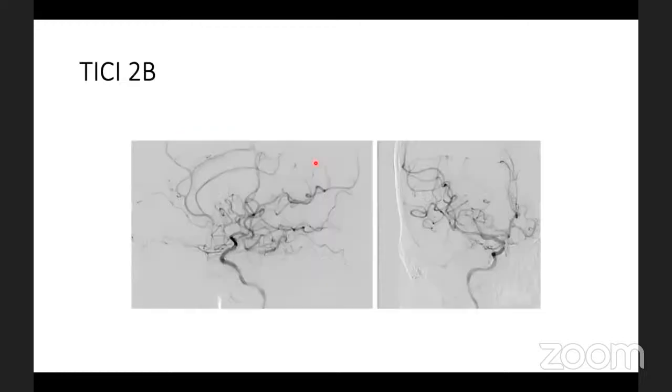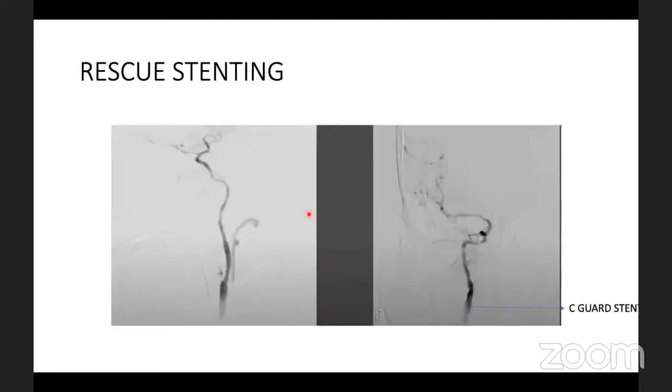So the stent retriever was opened. And after the first pass, we got a TICI 2B recanalization. So we were successful in taking out the clot. However, when the sheath was taken outside, there was a tendency to reocclude. There was a tendency to reocclude again. So a rescue stenting was done with C-Guard. The C-Guard has a mesh that prevents distal embolus.